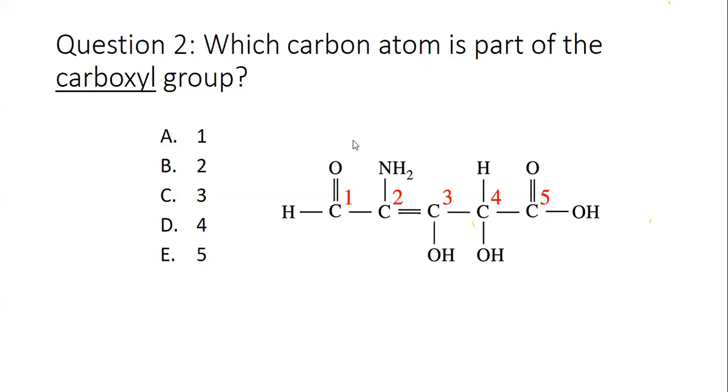So looks like we have answers for everything, but the correct answer is 5. That's a carboxylic acid, that's a C double bond OH group. So that is the carbon part of our carboxylic acid group. We do have some answers for number 1, and that is a carbonyl group, just C double bond O, while a carboxyl group will have the OH attached to the carbonyl group. So close, but it is number 5.